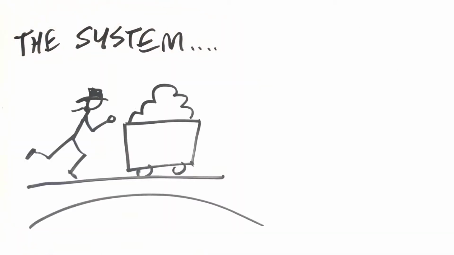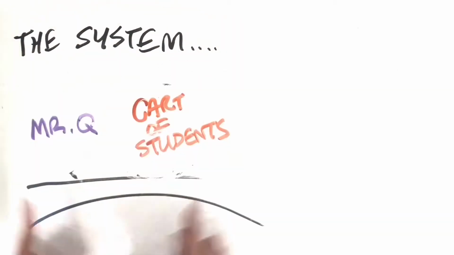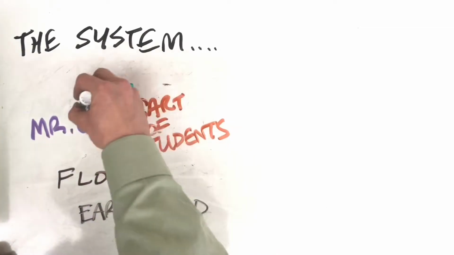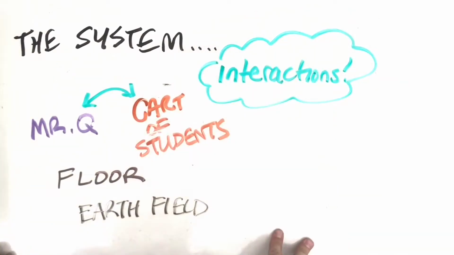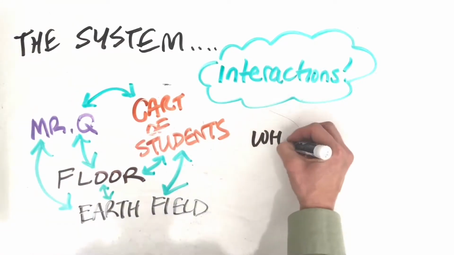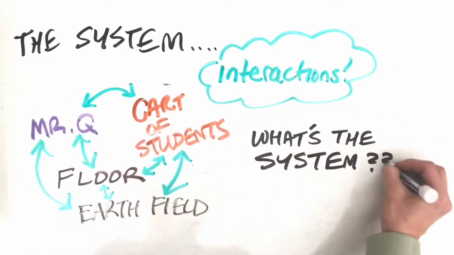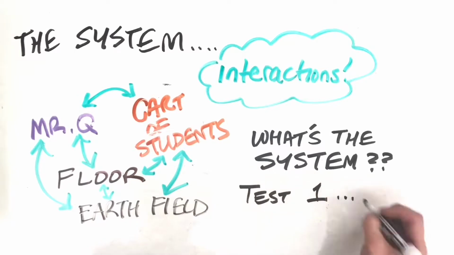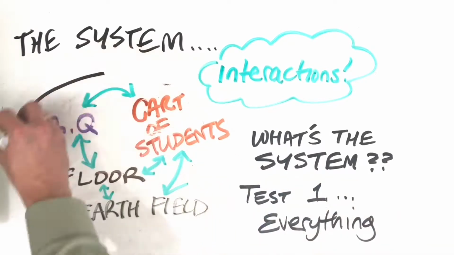Let's take a look at the system. So what's our system? Let's go ahead and do the words. Mr. Q, cart of students, floor, and the earth field. Let's put in the interactions. Mr. Q is touching the cart, the floor, is being pulled by the earth, and so on. So let's identify the system. We have a couple things we can do. First test, let's say everything's the system.